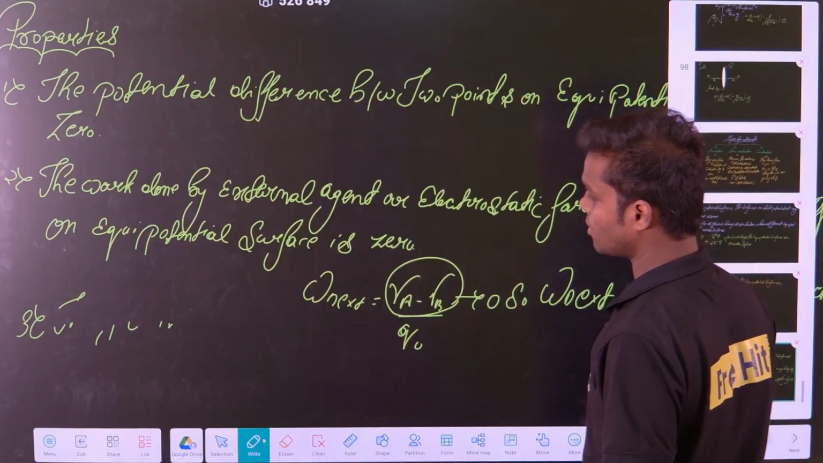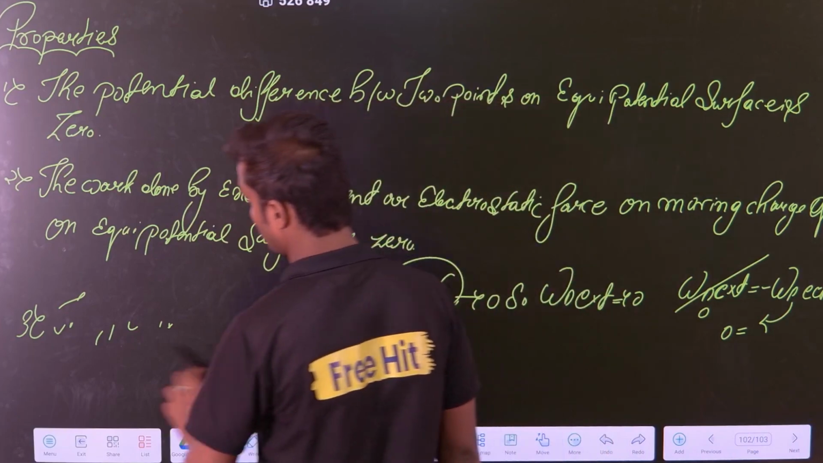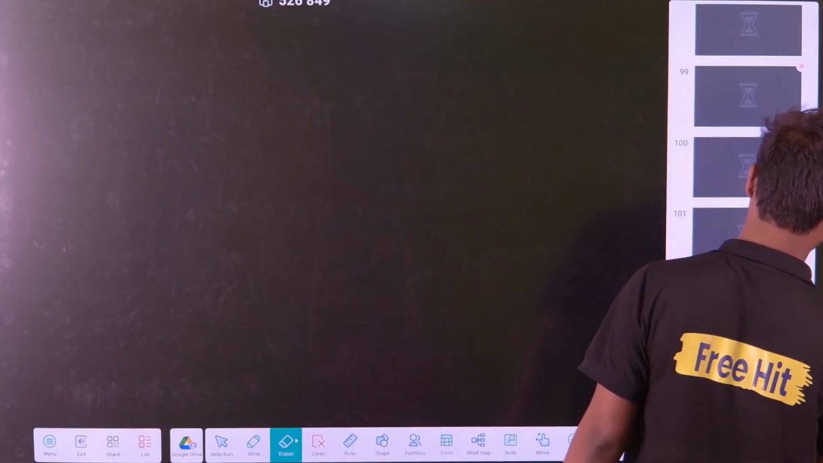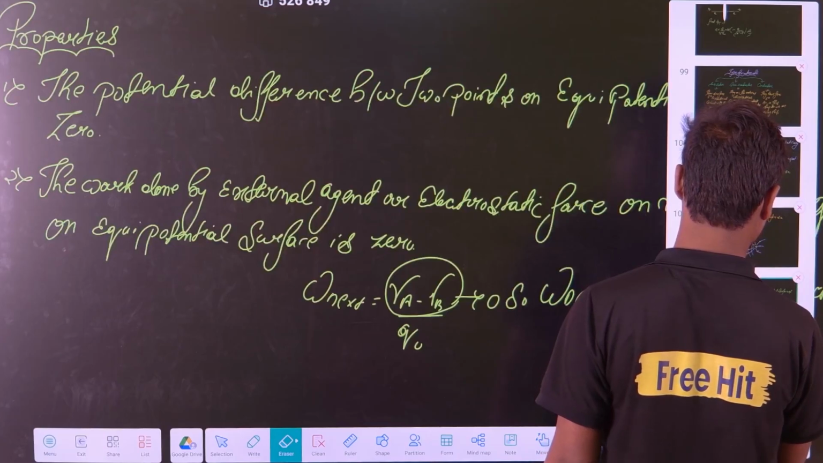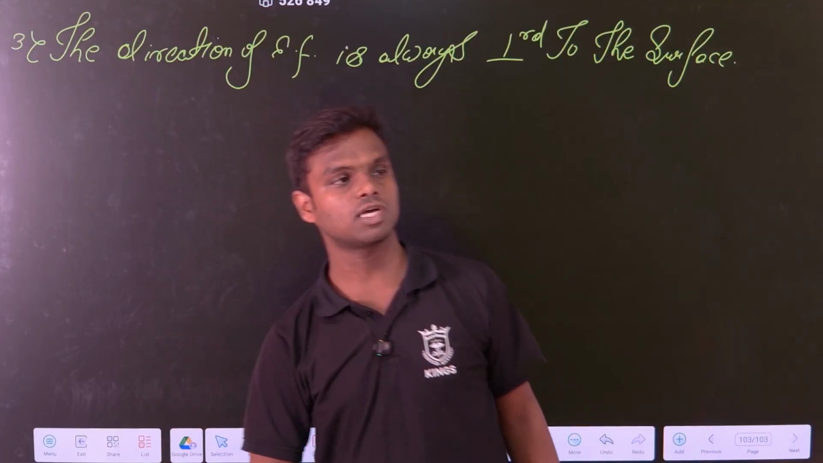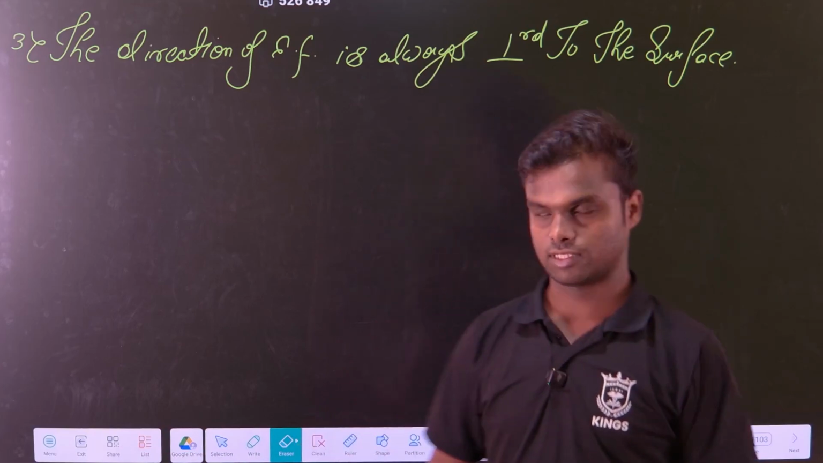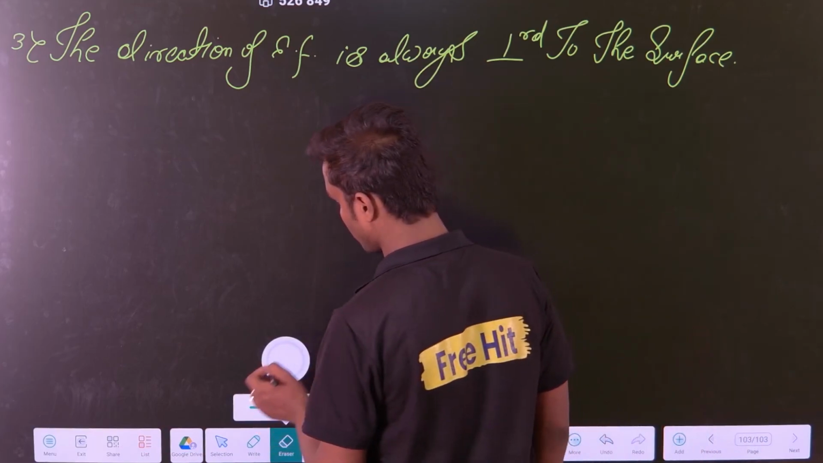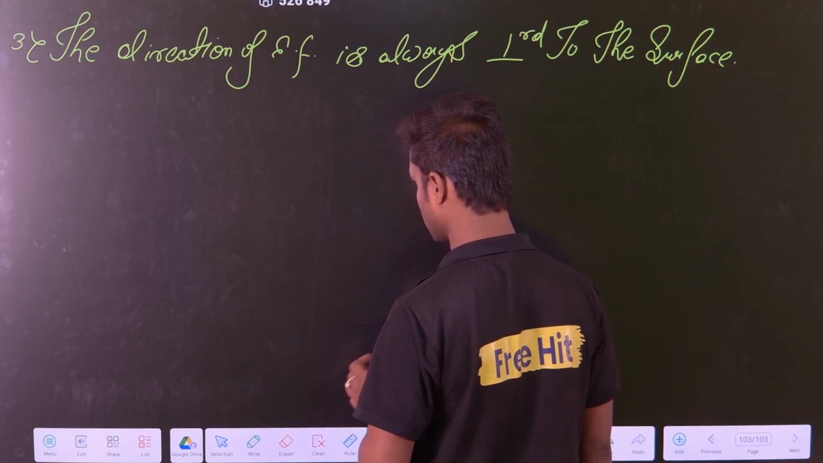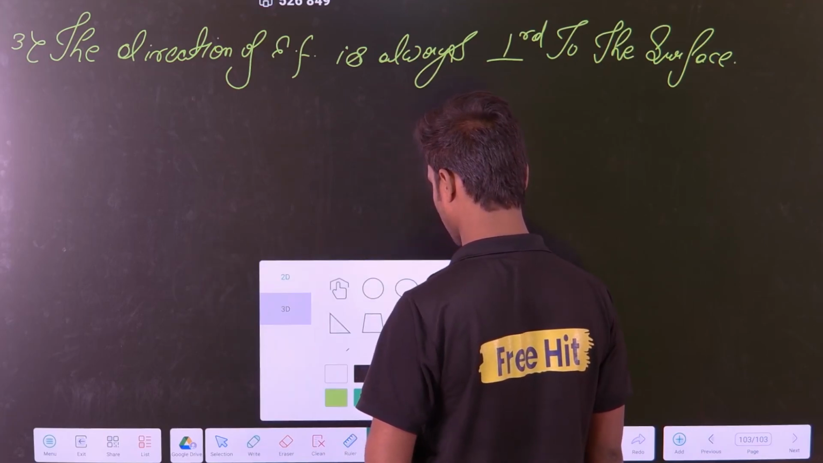Basically what I am trying to say is that your electric field lines are always perpendicular to the equipotential surface. That is a simple point. So if I give you electric field lines like this, can you draw the equipotential surface for it? I hope you can draw.